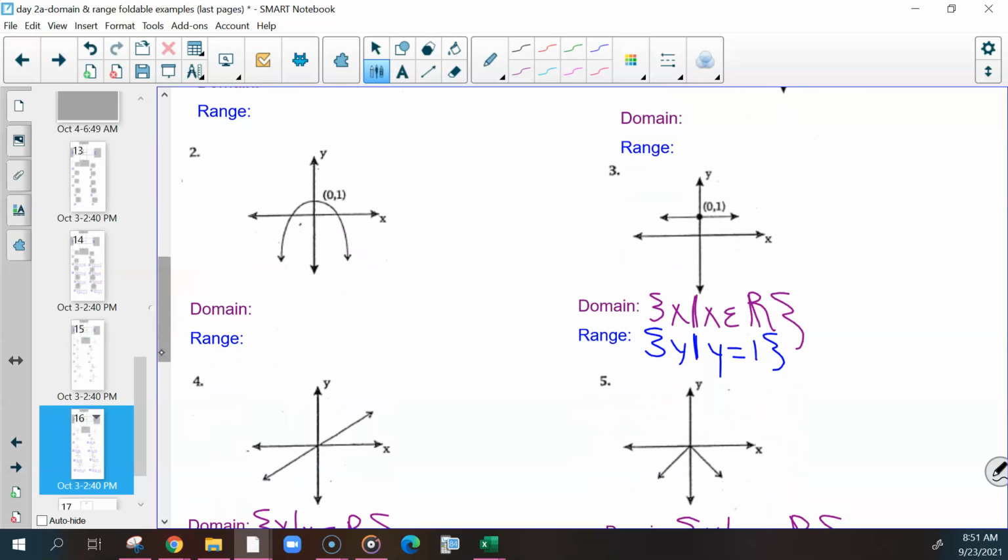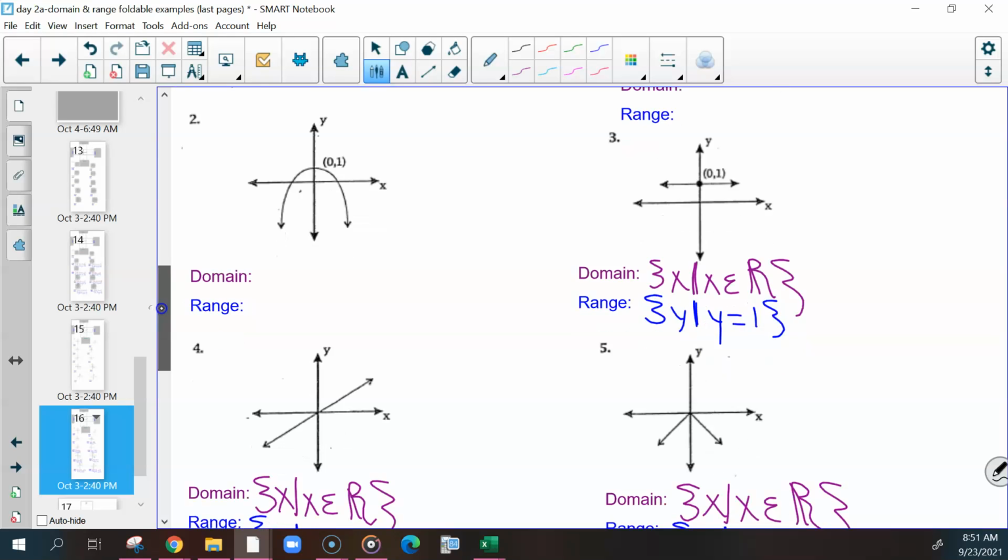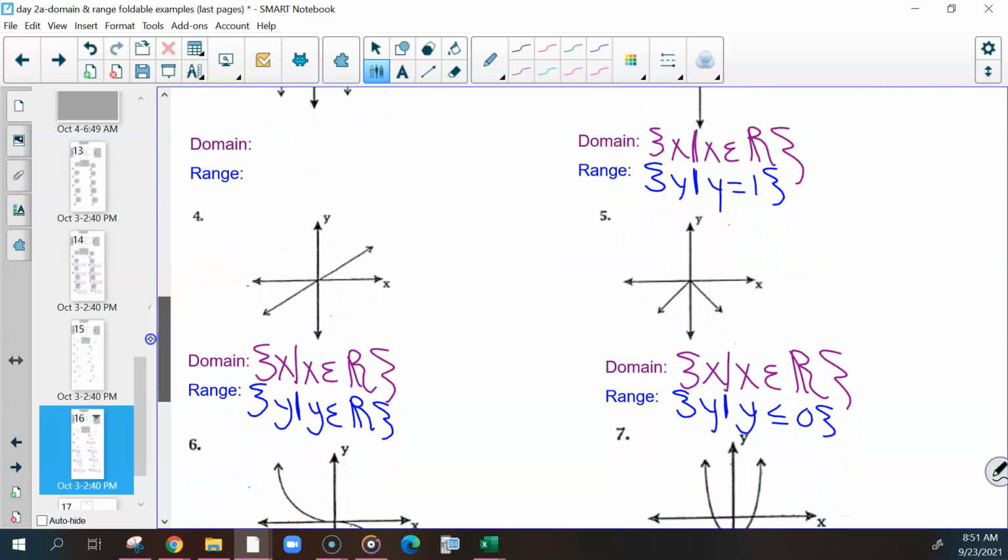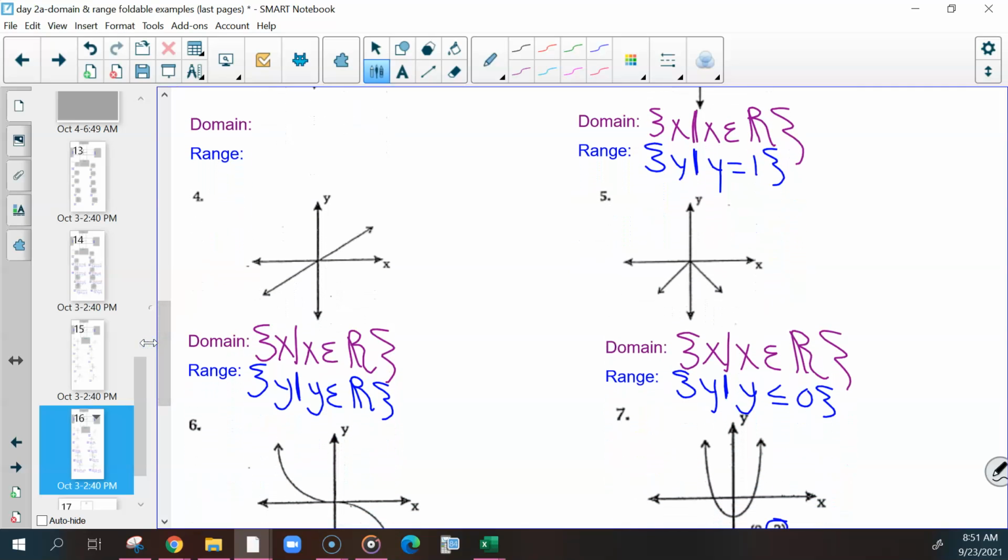Number 3, the domain was all real numbers. The range was y equals 1. 4, the domain and range were both all real numbers. So that was just the straight line with arrows. 5 was the V upside down with arrows. Domain was all real numbers. The range was y is less than or equal to 0.